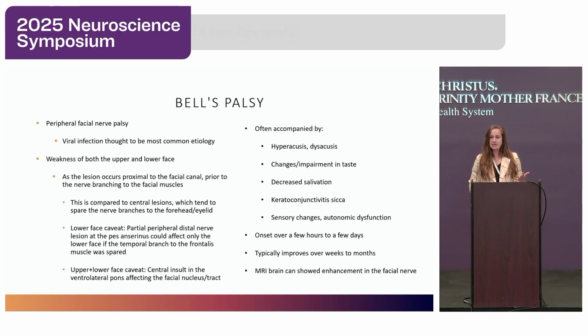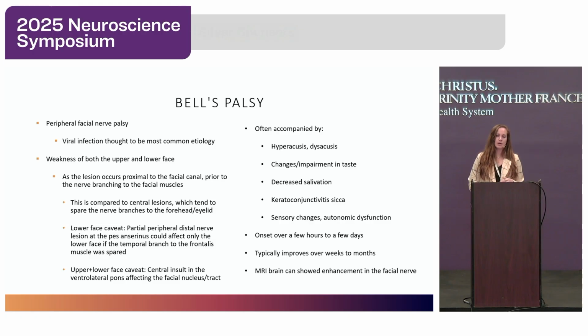Now, there are caveats to Bell's palsy. Just a quick refresher, it is your full face and no other symptoms. You have full facial weakness. Typically, it's going to be from a viral infection. There are caveats to that in that if you hit the nerve really, really distally, you can actually get a partial face. I will say I've never seen that in real life. Or you can actually hit the facial nucleus in the brainstem and get the full face from a stroke. So something to not forget.